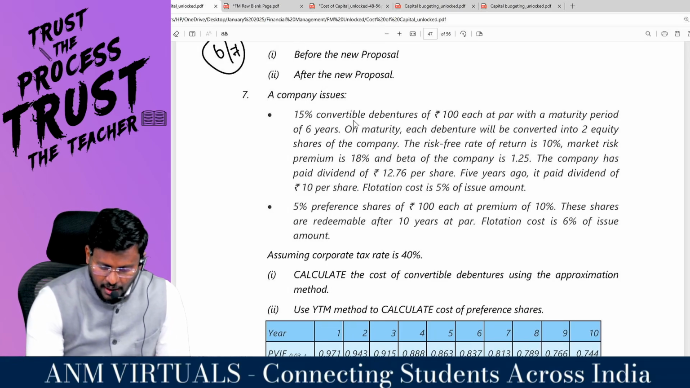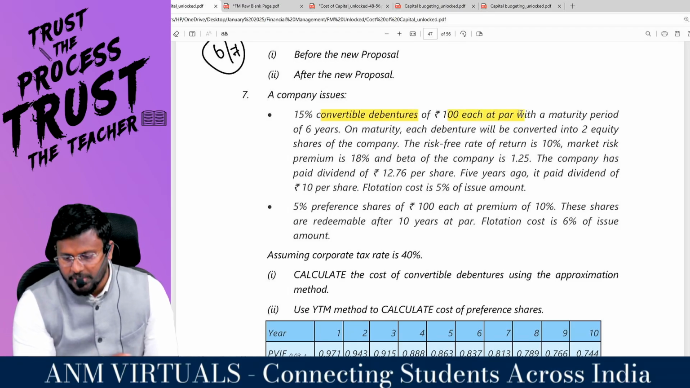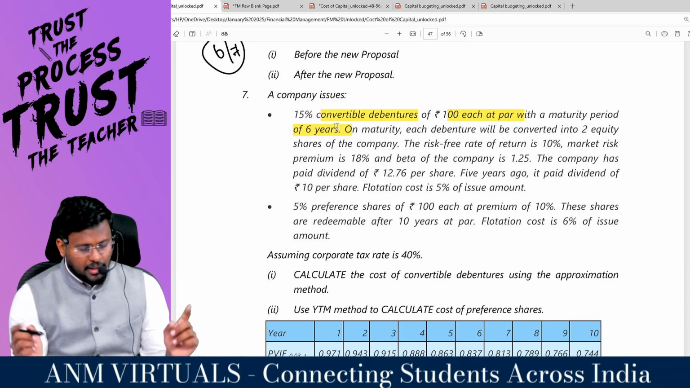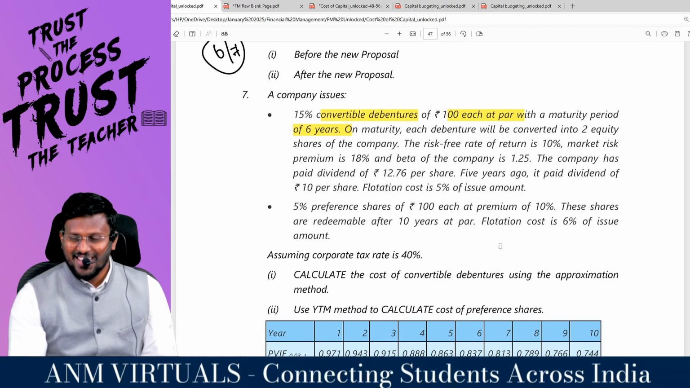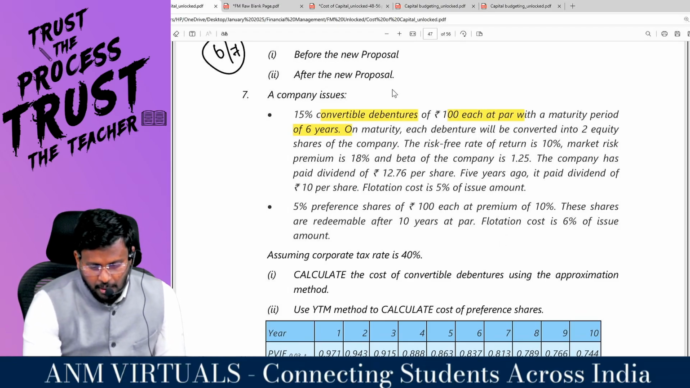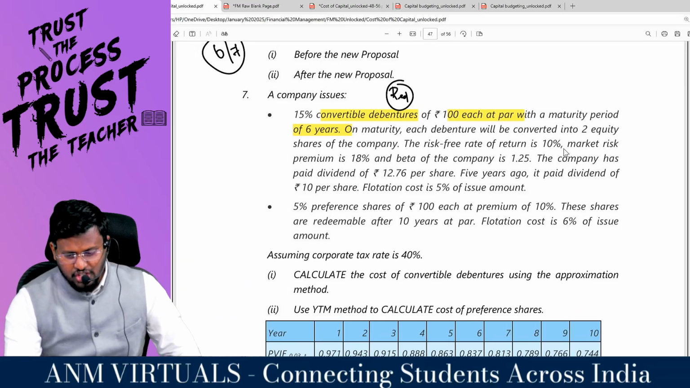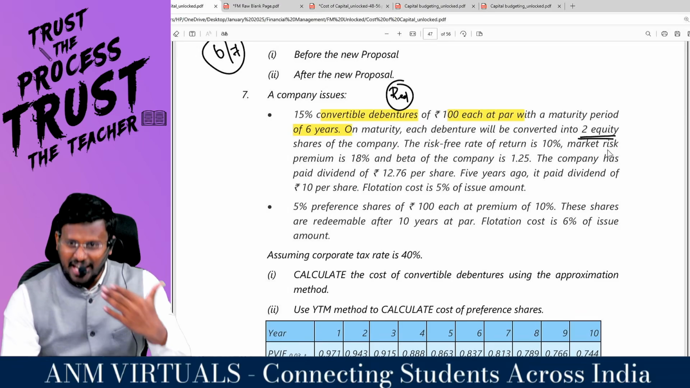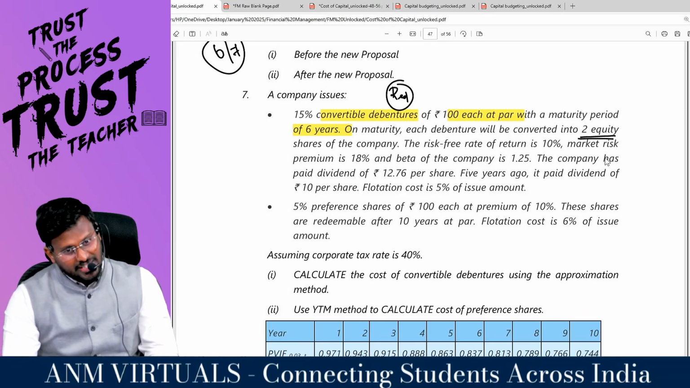Company issues 15% convertible debenture of rupees 100 each at par. So you will be getting 100 rupees in your pocket with a maturity period of 6 years. So the life of the debenture is 6 years. So they have directly said that the debentures are redeemable. On maturity, each debenture will be converted into 2 equity shares of the company. Instead of paying them cash, the redemption value, they are going to give the equity shares.